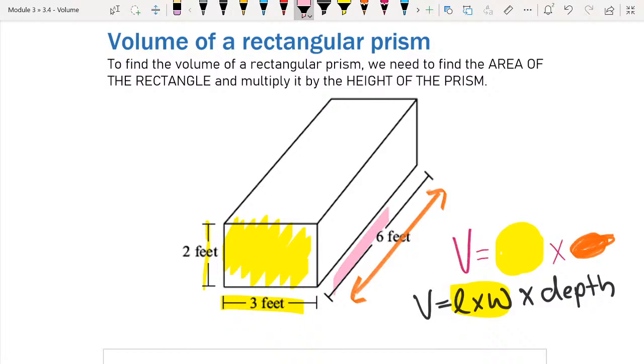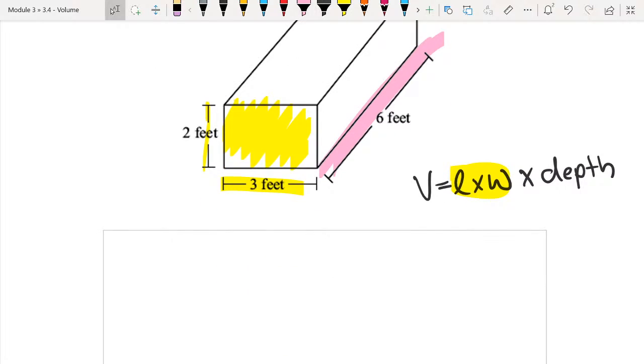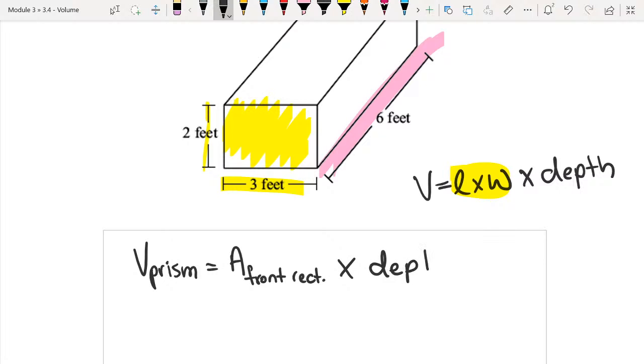And in this case, the depth is that value right there. So we are just finding how big the front face is, which is 2 feet by 3 feet, and we're multiplying that by the fact that it's 6 feet deep. So we'll rewrite that here. We can say the volume of this prism is equal to the area of the front rectangle multiplied by the depth of this whole thing.